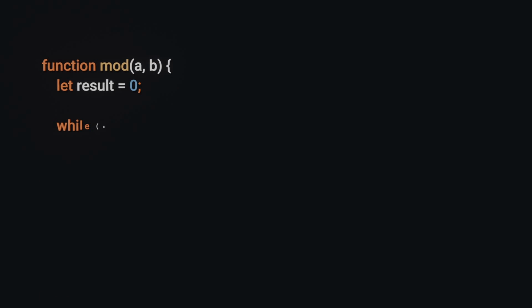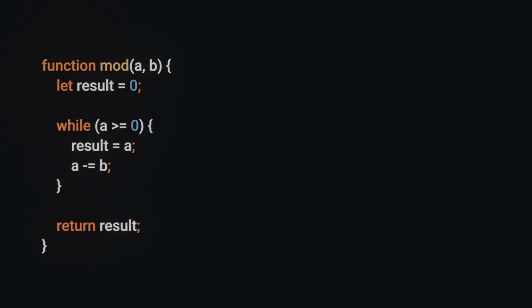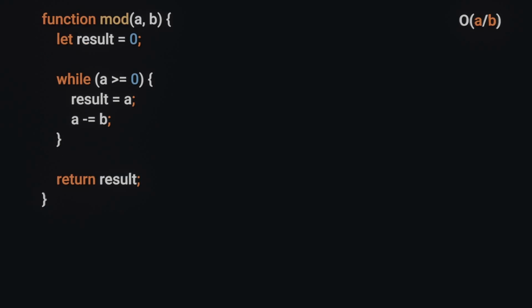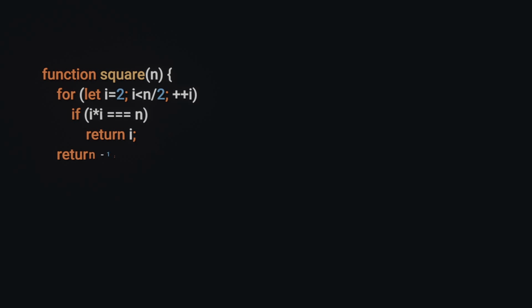What is the time complexity of this function, assuming a and b are both positive numbers? What is the total number of times the while loop will execute? The answer is O of a divided by b. What is the time complexity of this function? The maximum number of iterations the for loop will ever execute is n divided by 2, so the time complexity is O of n.